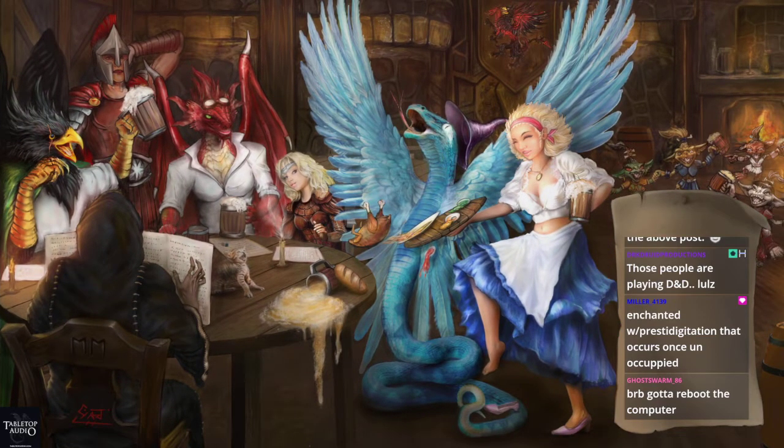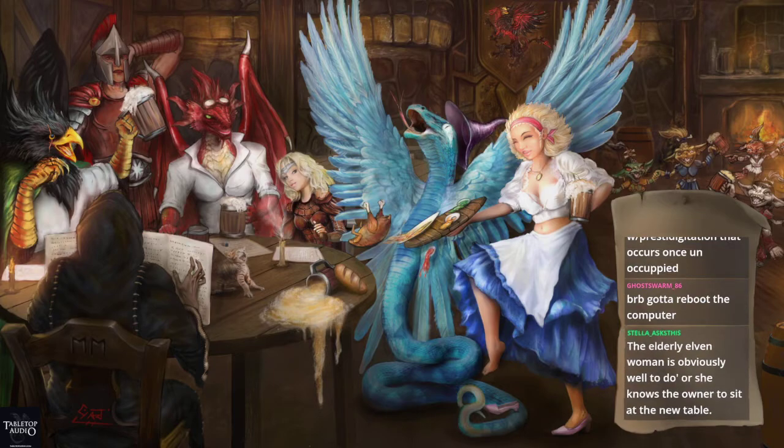About what could be going on. Oh, Miller saying enchanted with prestidigitation that occurs. Now, if that's the case, that might indicate that cantrips in this world might be more common, or they've hired a specialist that has prestidigitation. It's still world building as we ask and answer these questions. All right, Ghost Swarm, reboot, and we'll see you back here.